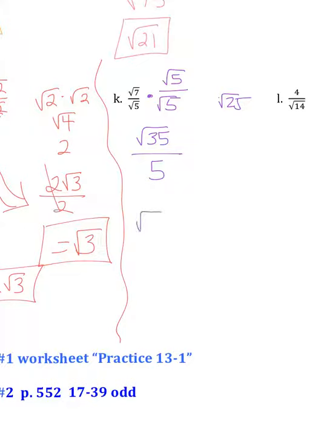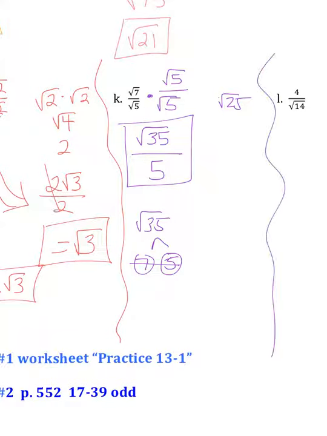Looking at square root of 35, I know I can break that down into 7 and 5, which are both prime numbers, so those would stay under the square root. So there's really nothing more I can do to this one than just keep that as the square root of 35 over 5.